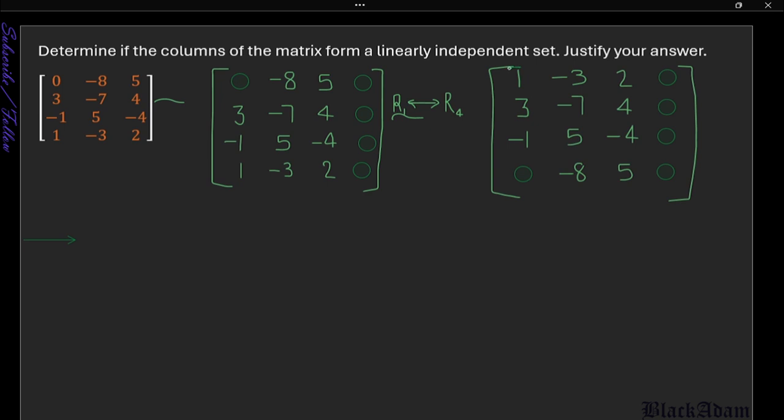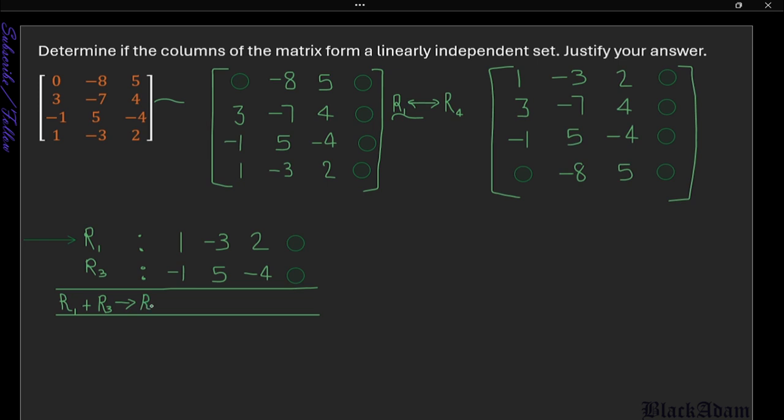The matrix equals 0, and we need to find the values of x1, x2, and x3. We can see that row 1 and row 3 can cancel out the pivot position. So row 1 is 1, -3, 2, and 0, and row 3 is -1, 5, -4, and 0. Adding row 1 plus row 3 gives us the new row 3, which is 0, 2, -2, and 0.